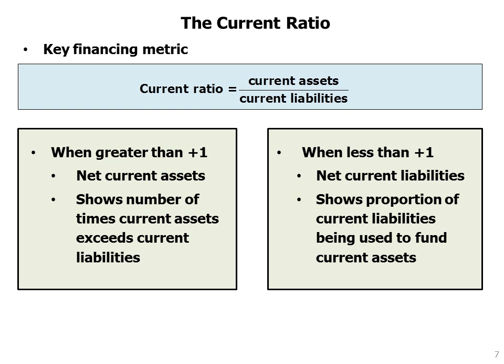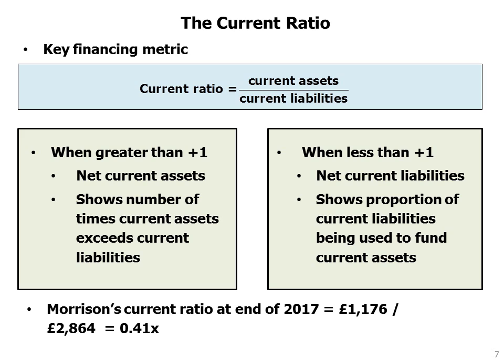When less than 1, a firm has greater current liabilities than its current assets, so it has net current liabilities. In this case, the current ratio shows the proportion of current liabilities being used to fund current assets, and the balance that's left over is available to fund non-current assets. Take the case of Morrison at the end of 2017, current assets of 1176, current liabilities 2864, current ratio of 0.41. To put this into context, at the same time, the most recent values for Sainsbury's was 0.66, for US retailing giant Walmart 0.74, and for French retailer Carrefour 0.78.